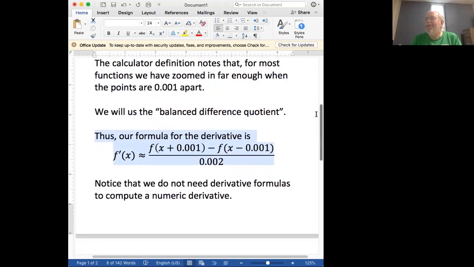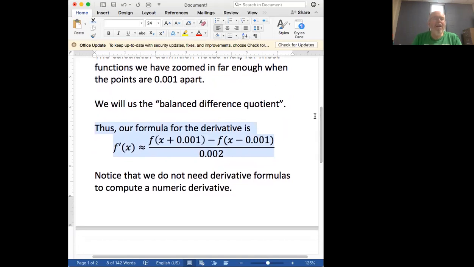One of the advantages of using this version is we can look at derivatives and understand them without having gone through any differentiation formulas. So we just have this, we don't have any symbolic formulas instead.